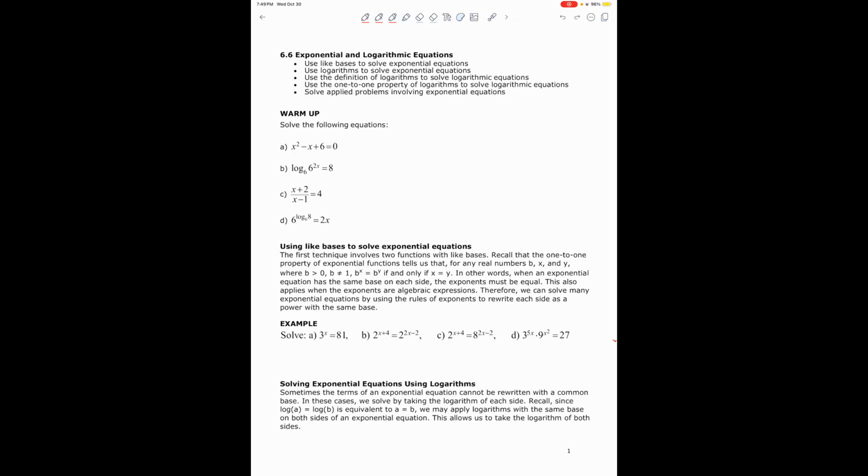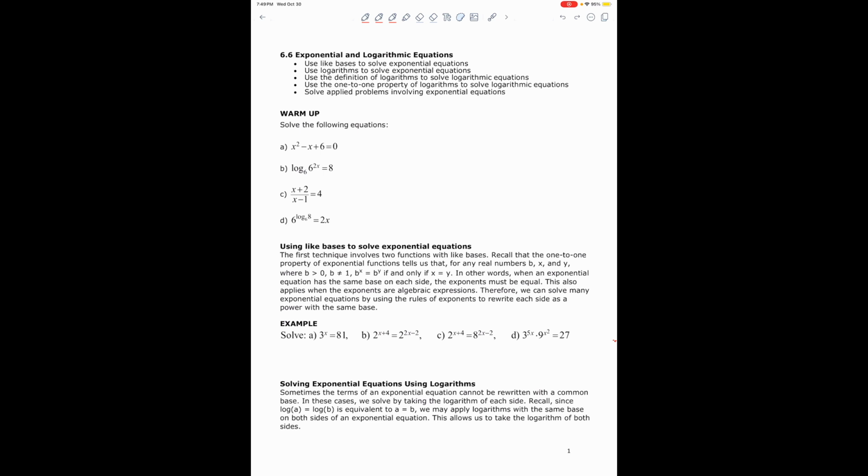Section 6.6, exponential and logarithmic equations. In this section, we're going to use like bases to solve exponential equations. We will use logarithms to solve exponential equations. We will use the definition of logarithms to solve logarithmic equations. We will use the one-to-one property of logarithms to solve logarithmic equations. We will solve applied problems involving exponential equations.